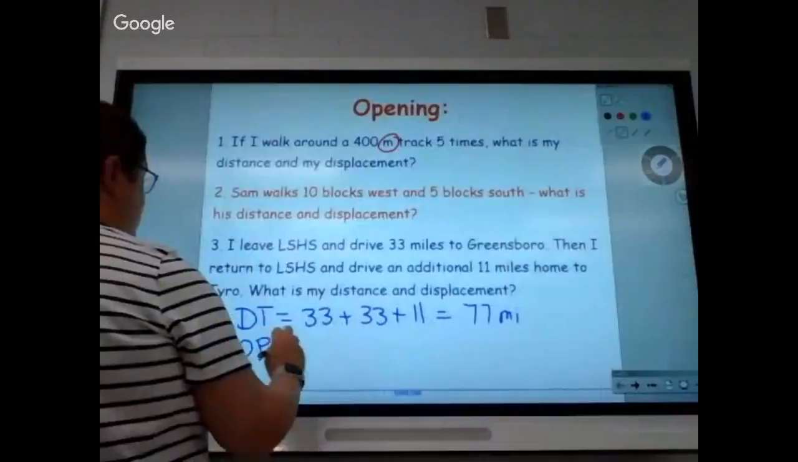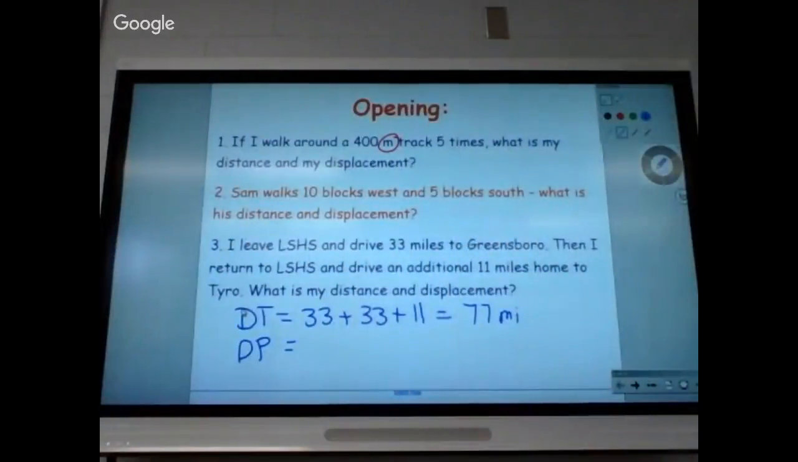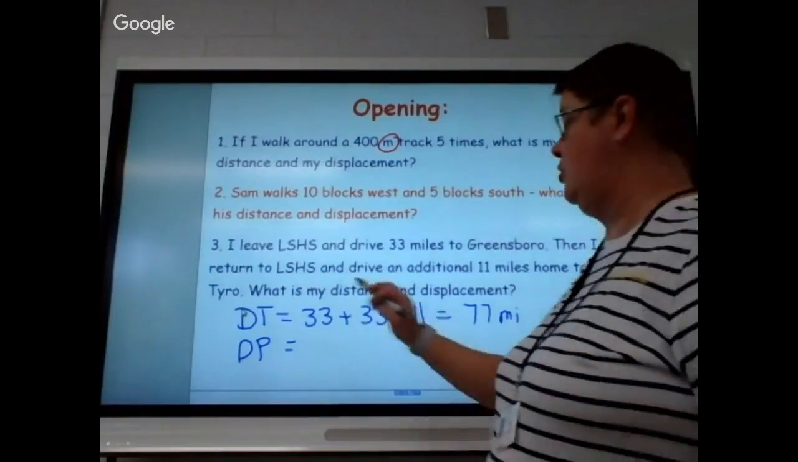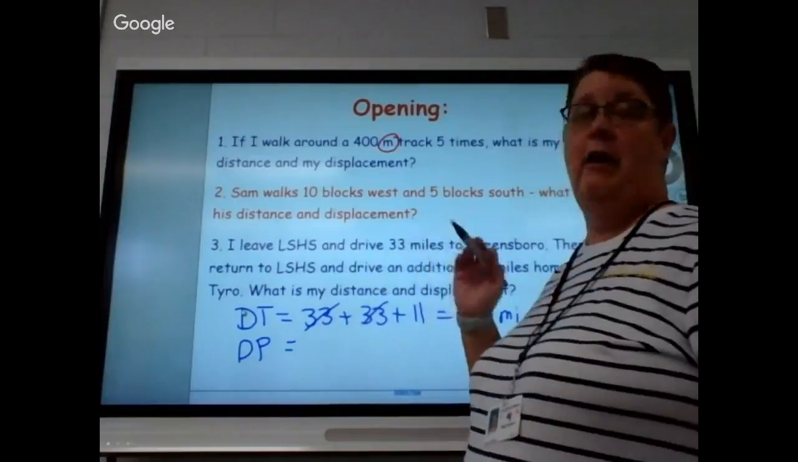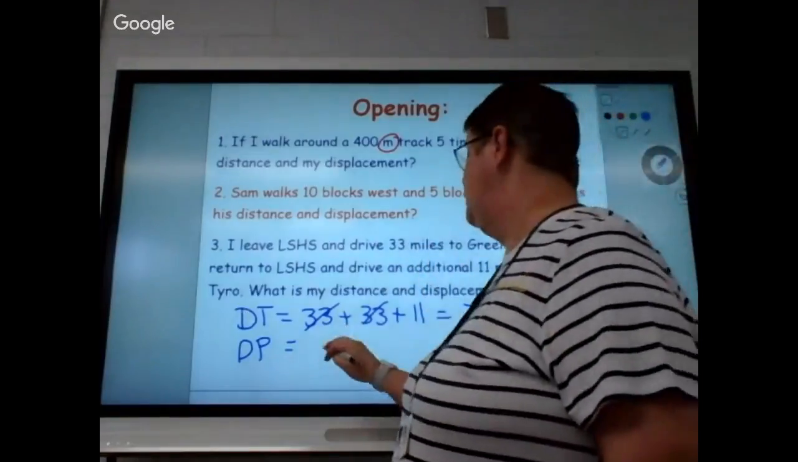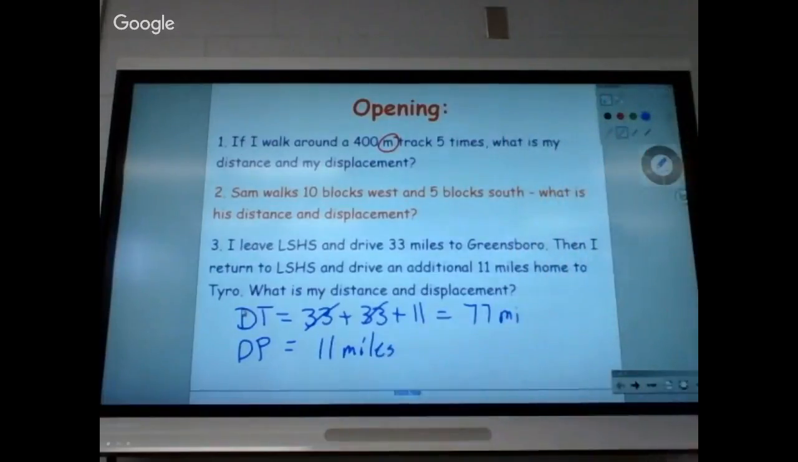Displacement, I would say what? I'd say 11, because what's going to happen to these 33 miles? They're going to cancel out because that's like doubling back, and they're going to subtract. So I'm left with 11 miles. Questions about distance or displacement? Because I'm not going to spend any more time on that today. We're going to move on to speed. We okay with that? Yes.